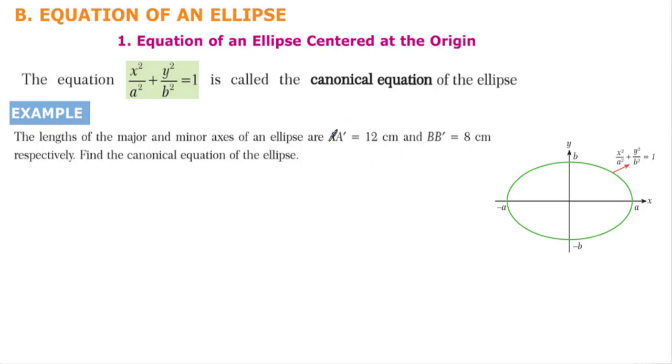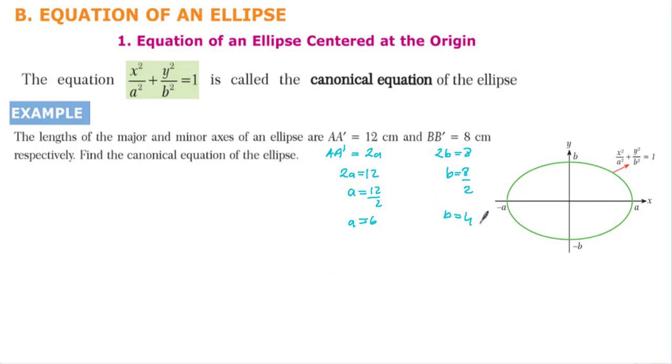If you remember, AA prime was equal to 2a, and this is the major axis now because it is the longer one, and BB prime was equal to 2b. So 2b is equal to 8. If I solve this, 2a is equal to 12, so a is equal to 12 over 2, a is equal to 6. And b is equal to 8 over 2, sorry, the answer is 4, so b is equal to 4.